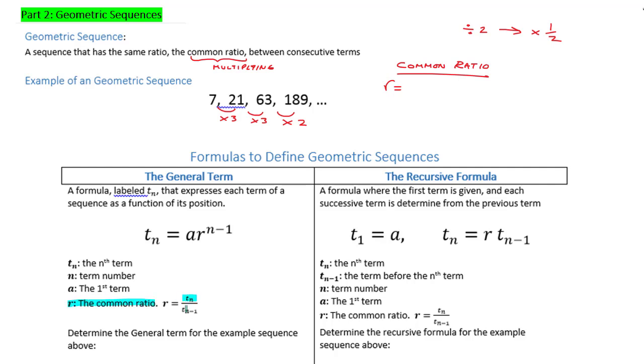Notice that it says Tn divided by Tn minus 1. That means take any term and divide it by the previous term, right? So in other words, if I take 21 divided by 7, or 63 divided by 21, or 189 divided by 63, in all three cases, the common ratio is 3. So that's what r is going to be.